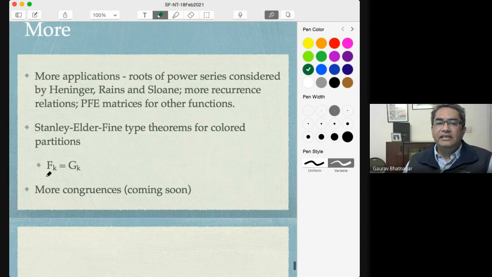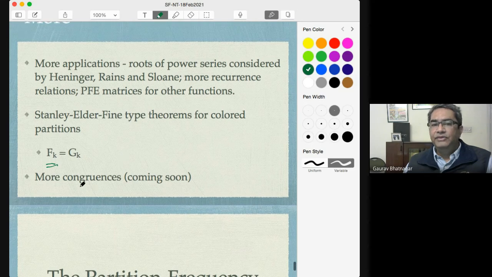I mentioned that this doesn't show up that much. FK doesn't show up that much in the theory of partitions. In fact, the only place where it shows up is what are called the Stanley-Elder theorems, and recently they have been found in work of Fine. And we have another paper on that, which came up on arXiv on the same day. And we have another set of congruences for the sigma function, which is coming soon as a short note.